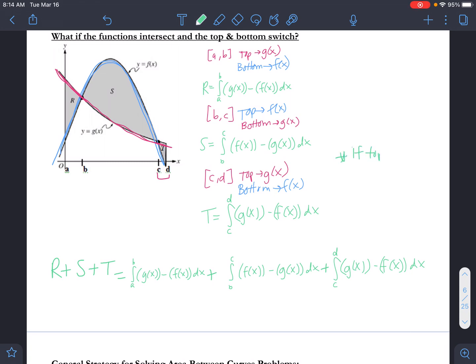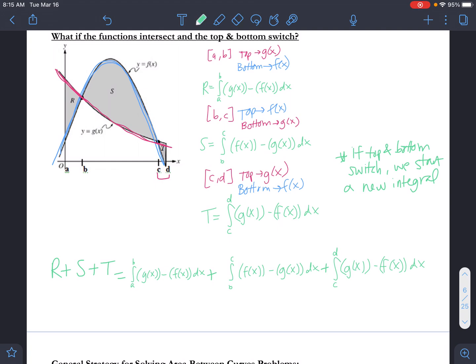And just one note for yourself, if top and bottom switch, we need a new integral, which is why there's three of these instead of just one big topic where we could say, oh, f of x is always the top function, g of x is always the bottom. Okay, so that's kind of the main idea there. Obviously, we'll actually try this out with some real functions and actually integrate.